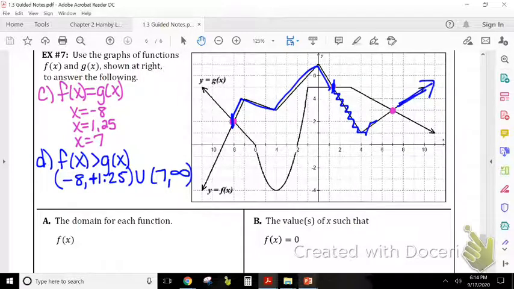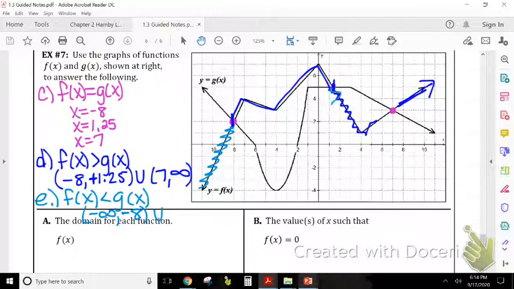Then E wants the values where f of x is less than g of x. And so if f of x is less than g of x, it's going to be below it now. So it's going to be all the places we didn't just use. So right here, so we could say from negative infinity to negative 8. Over here where I scribbled this out, this is where it was below. So from negative 1.25 to 7. And that's it.